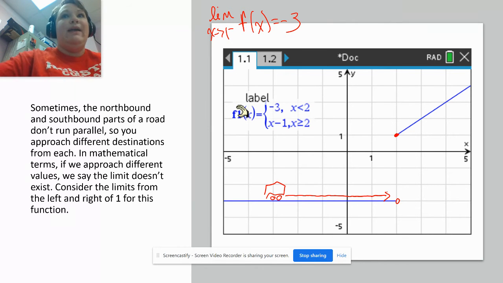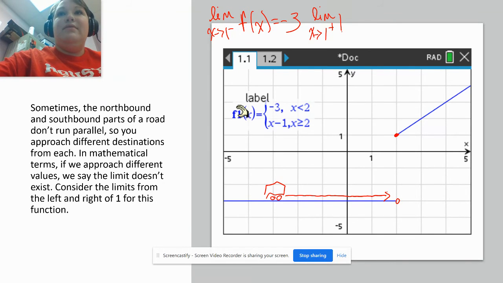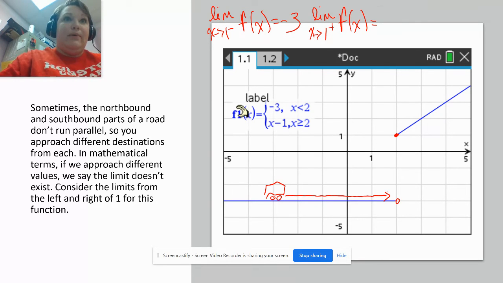Well, what about from the right? Okay, so now we'll take my brother. He's going to drive along this little road. He works for the cable company, so he's got a bigger truck. And he's going to drive along the road, drive closer to 1.